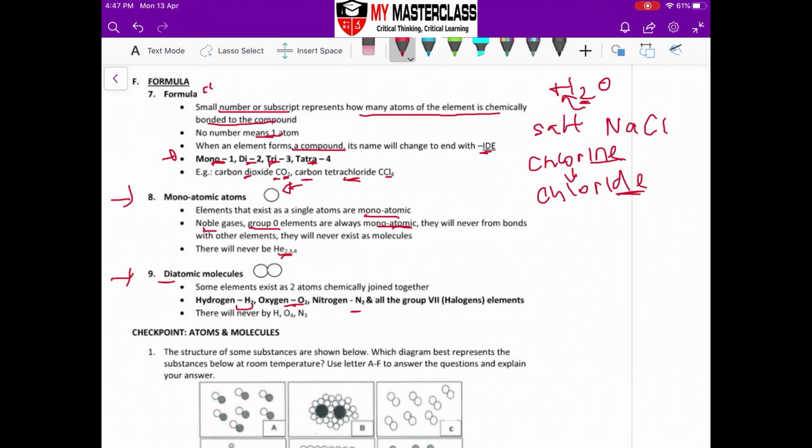And then all your group 7 elements. Group 7 has a name, the halogens, right? They will always exist as 2 atoms. So your first group 7 element is fluorine, F2, then Cl2, Br2, I2, and so on and so forth. You will not have F3, F4, F5. It will not exist as F only either.